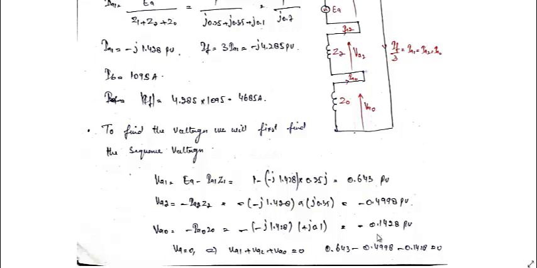Similarly, VA0 will be equal to minus 0.1428. VA is equal to 0. This is just for checking. You can see this is 0.449, plus 0.1428, that is 0.63, almost equal to this. When we take all of these into account, it comes out to be equal to 0. This is for the check, because VA is connected to ground, so it will be equal to 0.